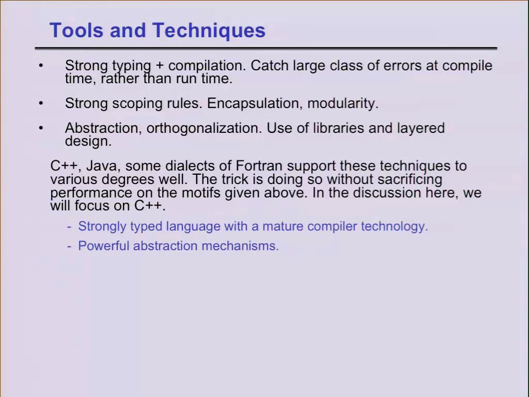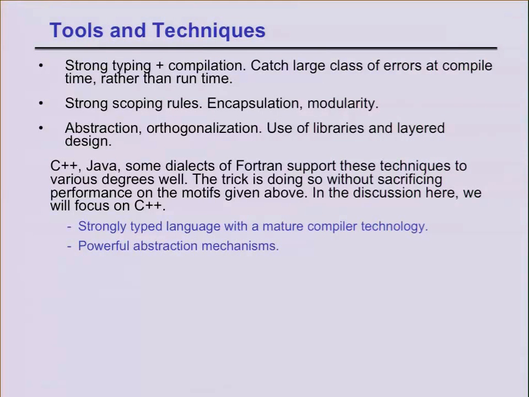Something that goes along with strong typing and compilation are strong scoping rules. Probably the thing that drives me the craziest when I have to teach some courses with MATLAB is the fact that it has flat scope. Everyone knows everyone else. All of your variables are there. You have to be careful not to reuse variable names that you've already used. It's hard to even write programs with flat scope that are of any large size, but it's also hard to do other things you'd like to do that make programs more maintainable.